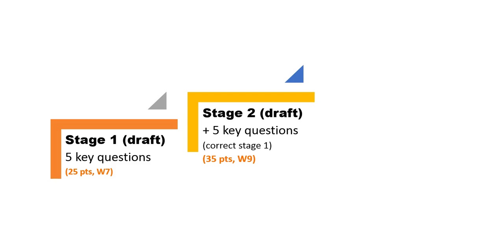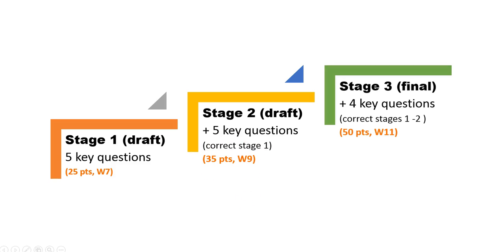Then Stage 2, you will work on the next set of 5 key questions, as well as correct errors in Stage 1. This deliverable is worth 35 points, and it is due week 9. Then there is Stage 3, which is the final deliverable, and you will work on 4 more key questions, as well as correct errors that are still present in Stage 1 and Stage 2. And this whole document is worth 50 points, and it is due week 11.